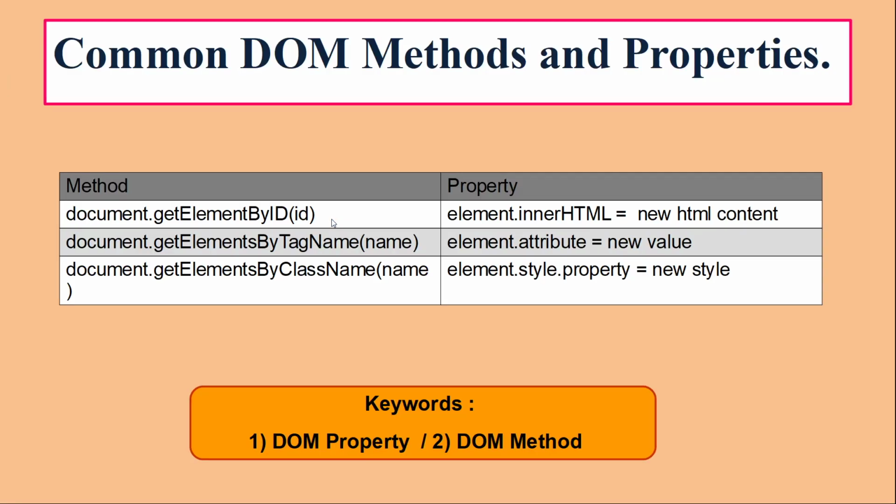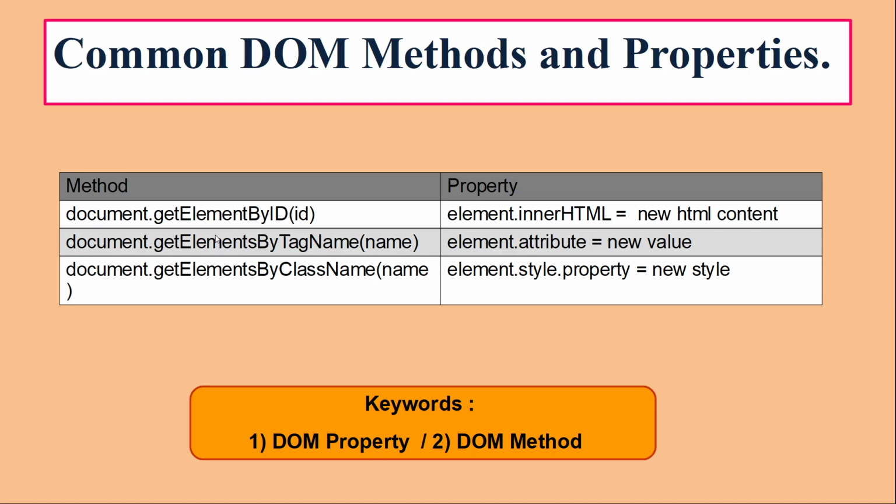The common methods and properties. If you're looking at how we can get the elements from the DOM, we can use getElementById, so you can get it from the ID. You can use getElementsByTagName, and you can use getElementsByClassName. We're going to be looking at the differences. These are the methods to get stuff from the DOM.